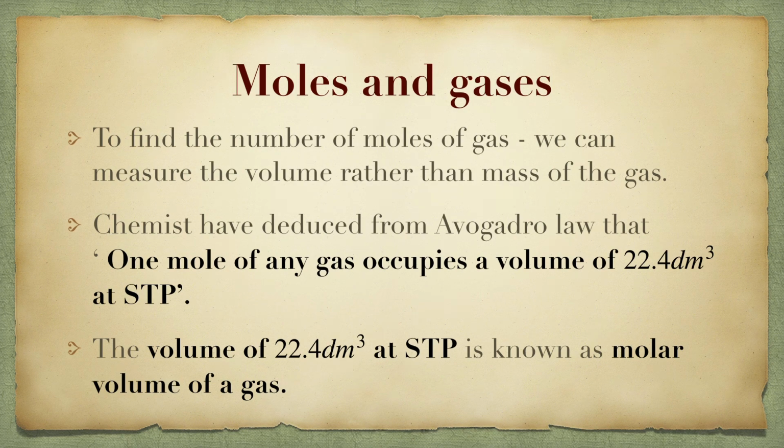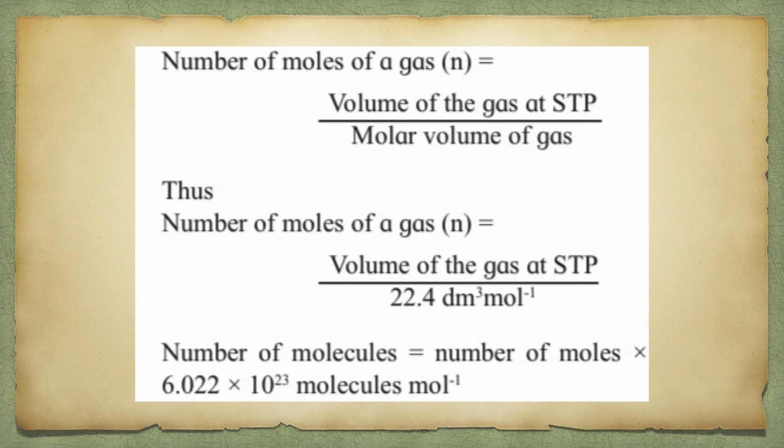So what is the standard temperature and pressure? Standard temperature is equal to 0 degrees Celsius and pressure is equal to 1 atm. So the volume of 22.4 dm cube at STP is known as molar volume of a gas, and dm cube is also equivalent to liter, so you can write it as 22.4 liter as well. So number of moles of a gas, that is small n, is equal to volume of the gas at STP upon molar volume of gas.